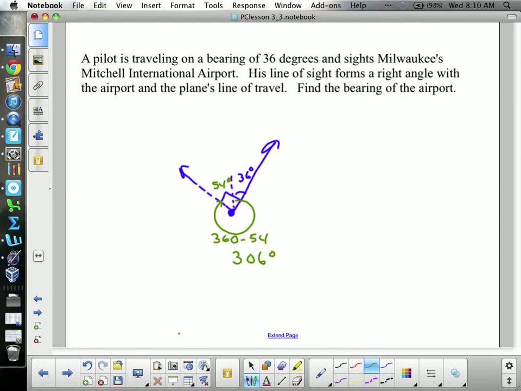So all we do is we indicate from the airplane the bearing of the airplane and the bearing of the airport. Together they form a right angle. Since this is 36 degrees, the right angle, 90 minus 36 is 54. That's 54 degrees towards the west of north. But the bearing is measured from true north, so I have to rotate around to that 54 degrees, giving me 306.